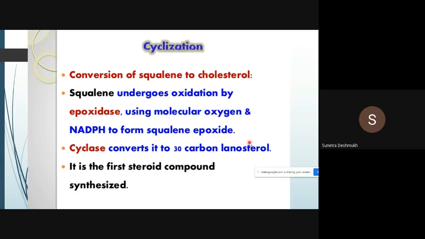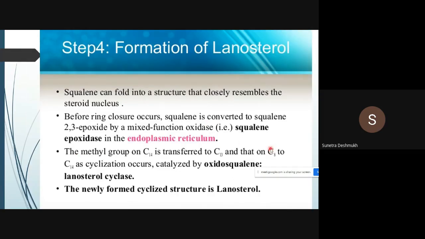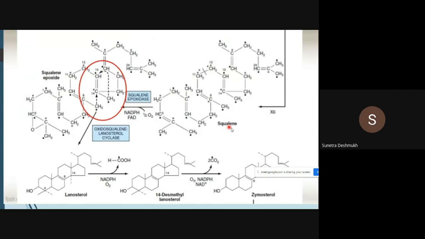Okay, we'll see now what the structure of squalene epoxide is and what the structure of lanosterol is. Squalene can fold into a structure that closely resembles the steroid nucleus. So how do we represent this squalene structure? Here I have shown how to write down the C30 carbon atoms of squalene, and we can write it in this fashion.